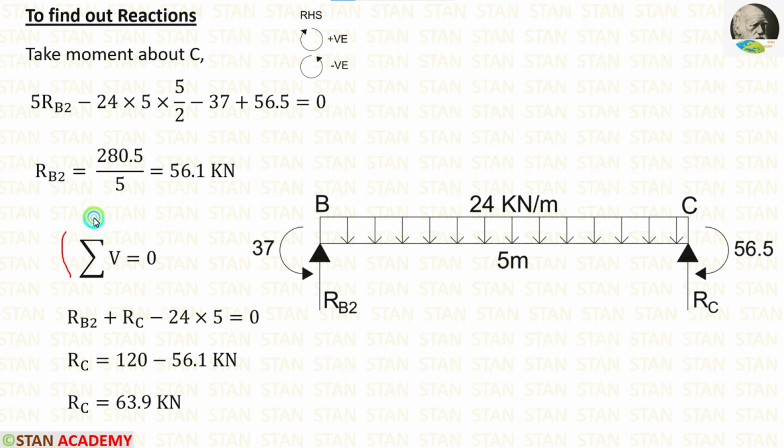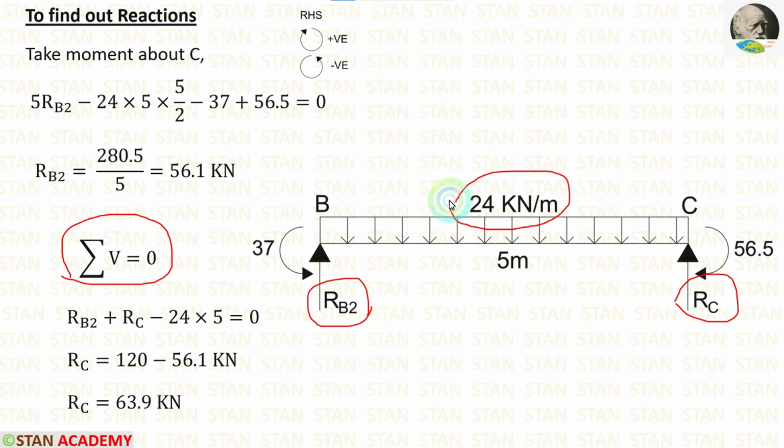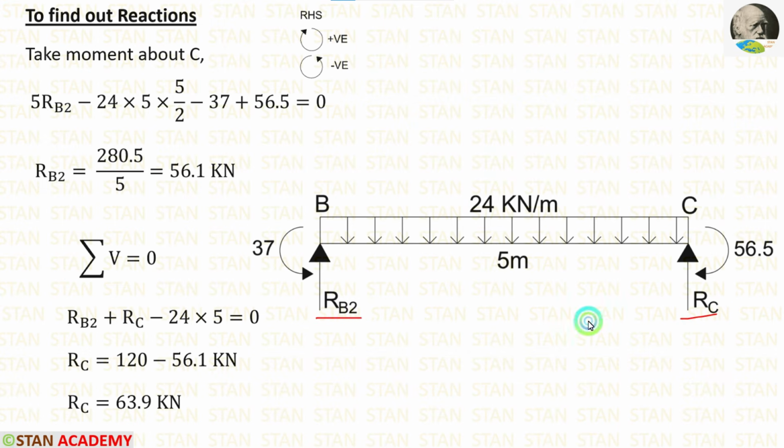Now let us apply the rule summation of vertical forces is equal to 0. In this span, there are three forces, RB2, RC, and the UDL 24 kN per meter. RB2 and RC are acting in the upward direction, so both of them will be positive. The UDL is acting downwards, so it will be negative. For the UDL, we have to multiply with the distance to get the total load. We have already calculated RB2. Let us apply the value. In this way, we are getting RC is equal to 63.9 kN.